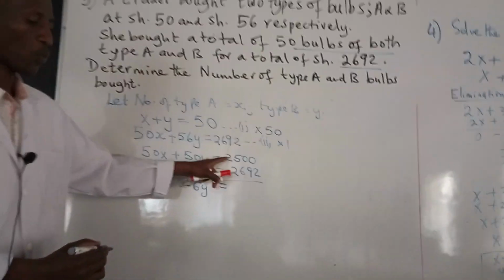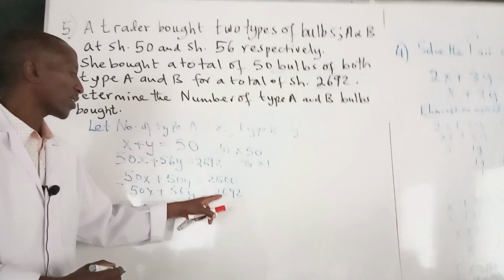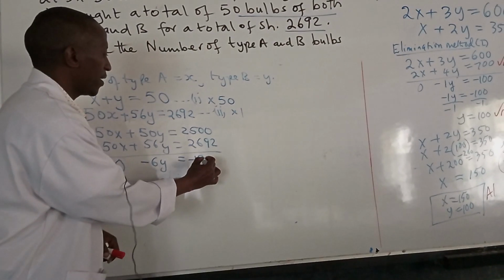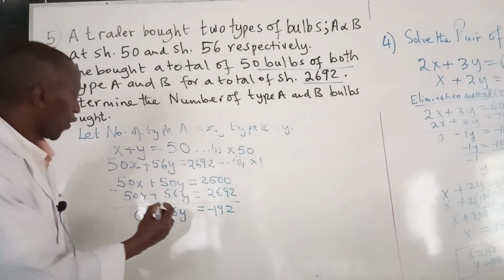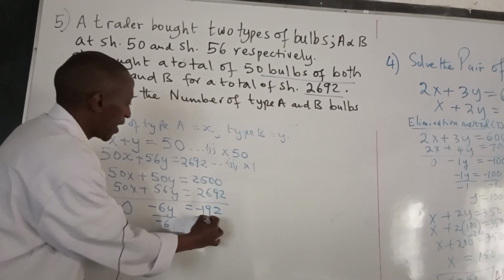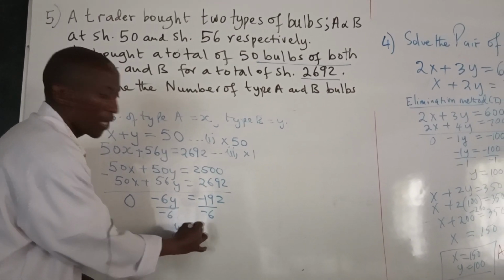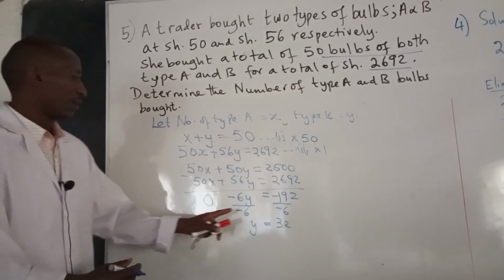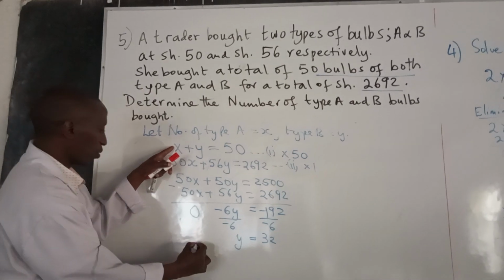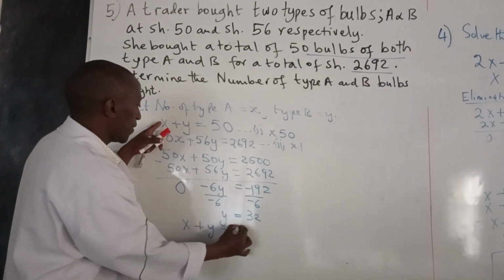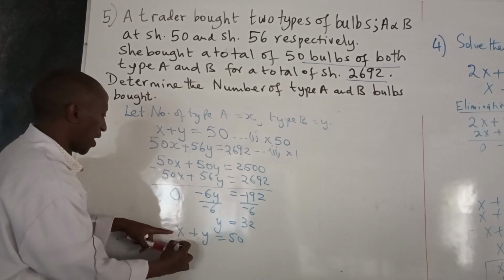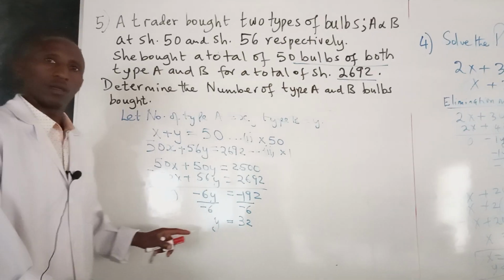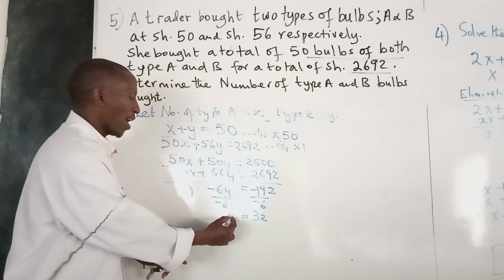Then we have 2500. If we subtract 2692, that gives us negative 192. If we divide both sides by negative 6, you get that Y is equal to 32. Then we substitute this in the simplest equation, equation 1, X plus Y is equal to 50. And so we bring in the 32 here. X plus 32 gives you 50.